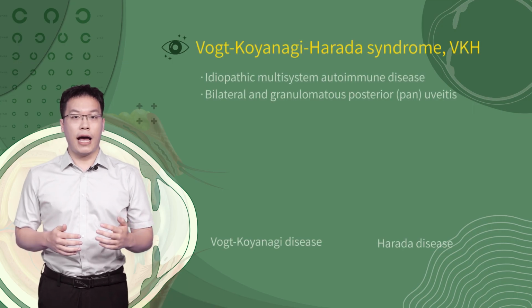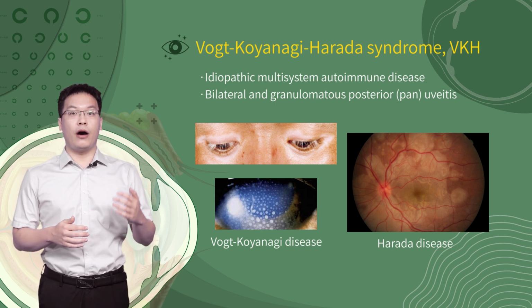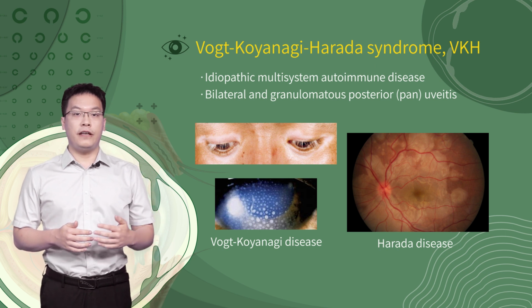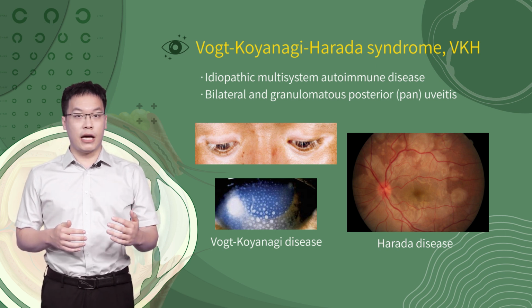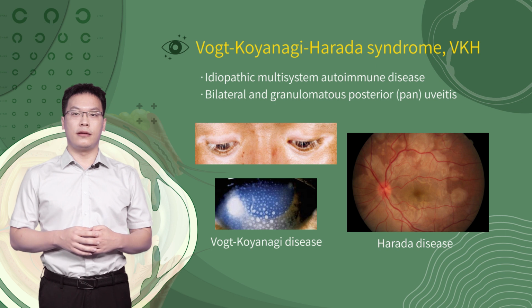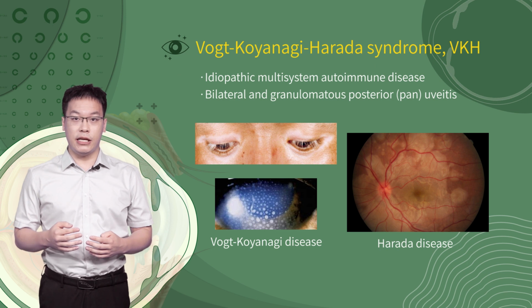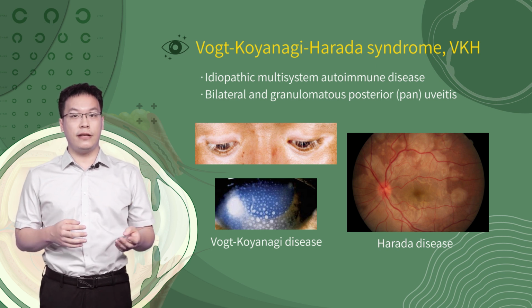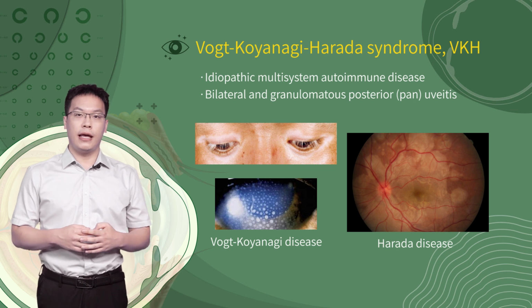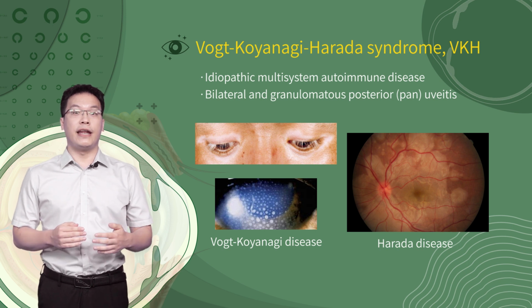Vogt-Koyanagi-Harada syndrome, also known as VKH, is an idiopathic multisystem autoimmune disease featuring inflammation of melanocyte-containing tissue such as the uvea, inner ear, and the meninges. In practice, VKH can be subdivided into Vogt-Koyanagi disease, characterized mainly by skin changes and anterior uveitis, and Harada disease, where we predominantly see neurological features and exudative retinal detachment. VKH has 4 phases of progression.